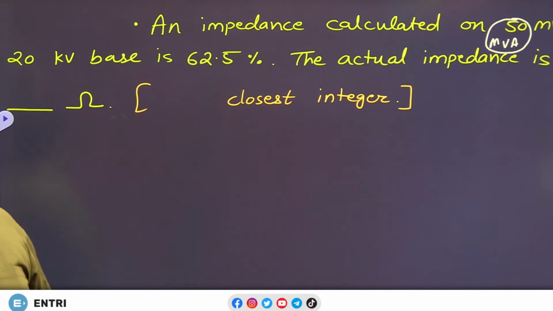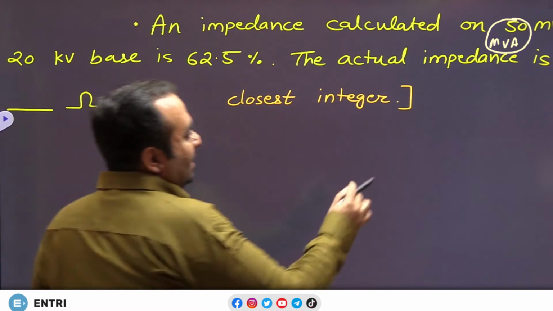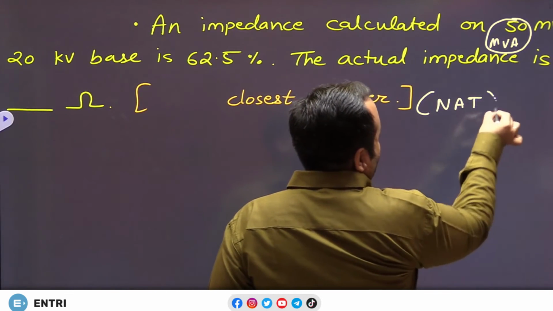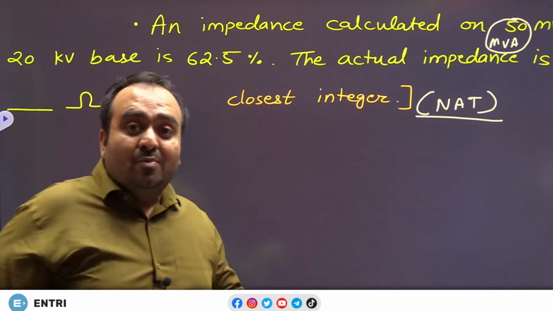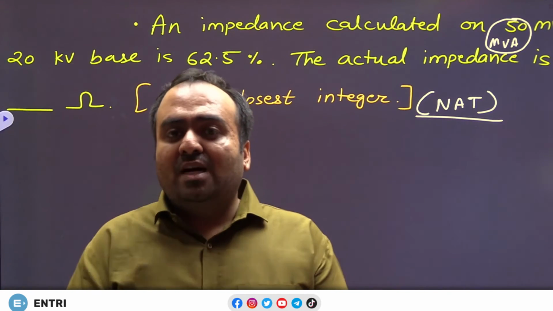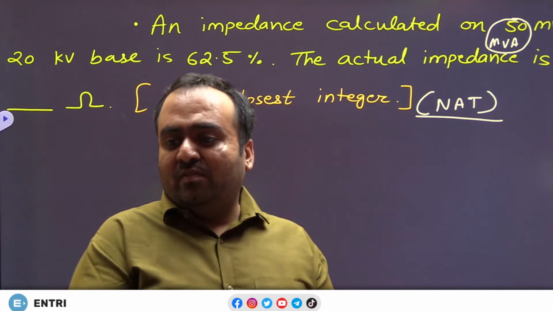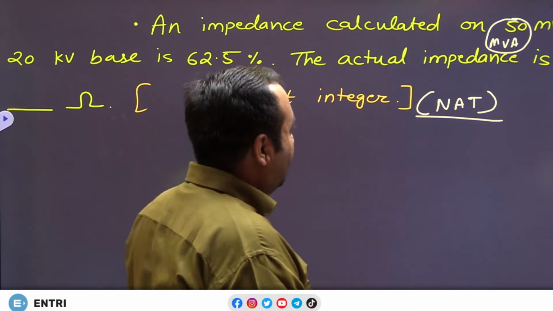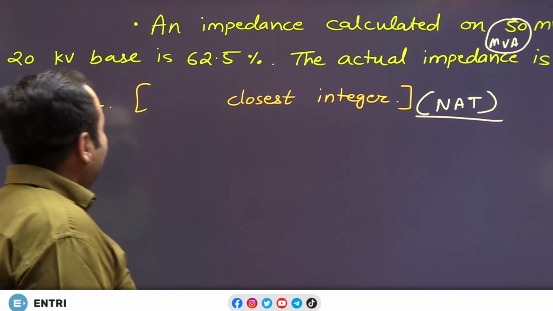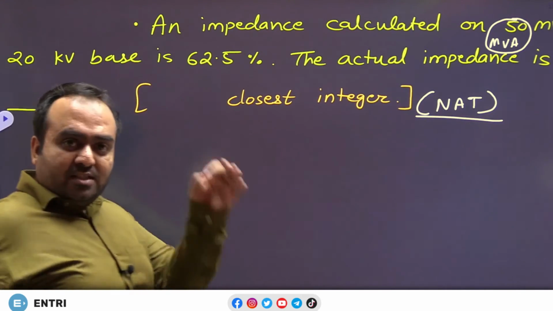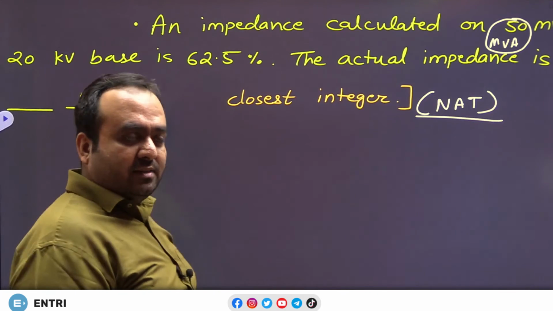The actual impedance is what in ohms? So this is an NAT. Sir, NATs are numerical answer type questions, where you have to answer with the help of a virtual keyboard. All right. 50 MVA, 20 kV base, per unit value is given and you have to calculate the actual value. Pause the video here, start calculating.